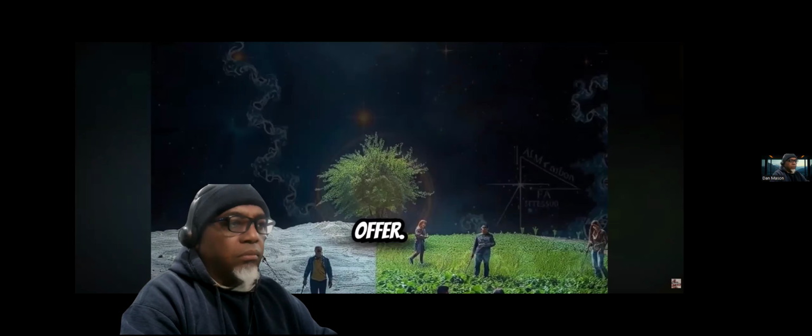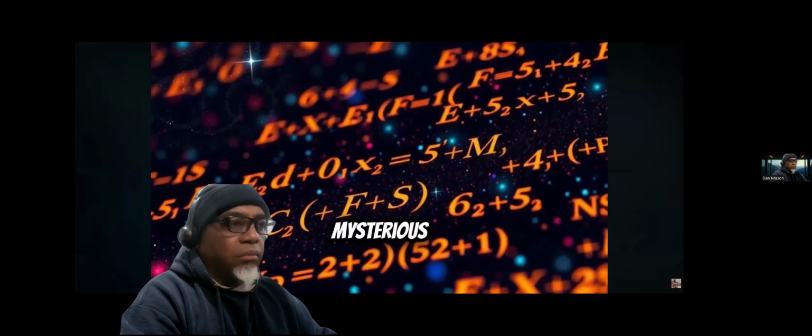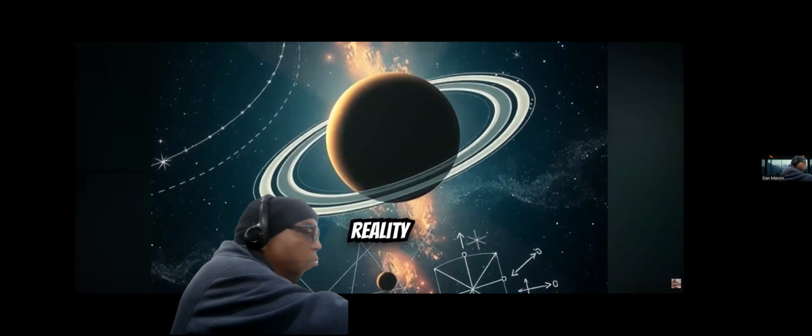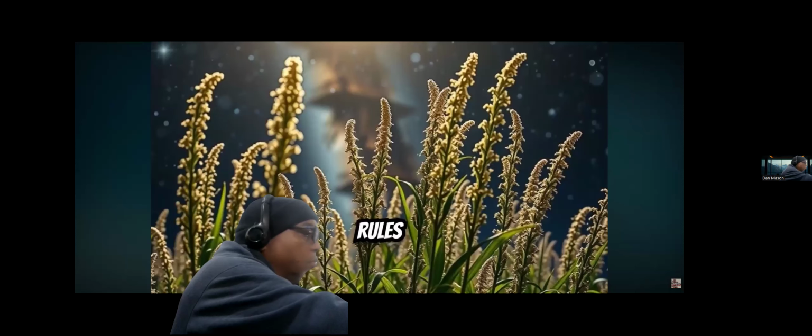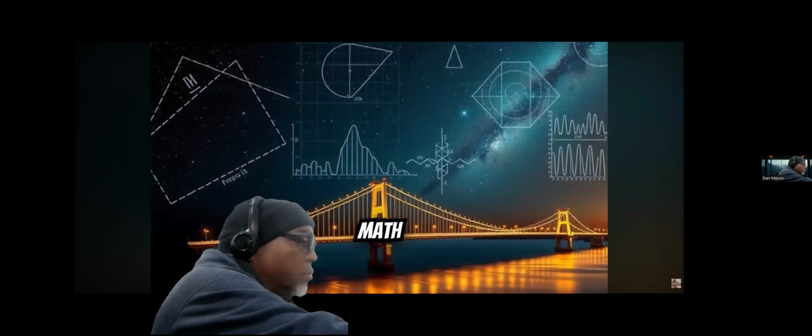The order of nature and mathematics. Mathematics is one of the most mysterious things. Abstract equations depict physical reality with remarkable precision. There are rules that govern how planets move. Plants grow in ways that are based on numbers. Engineers utilize math to make bridges and satellites.